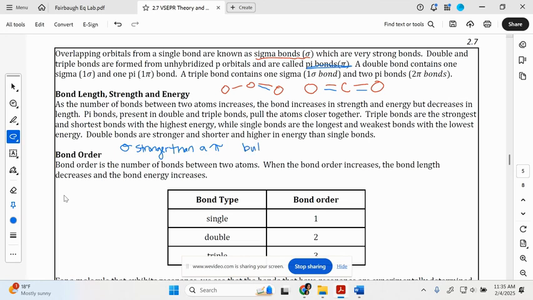But a sigma and a pi together are stronger than just a sigma. You can't have a pi bond without having a sigma there already.